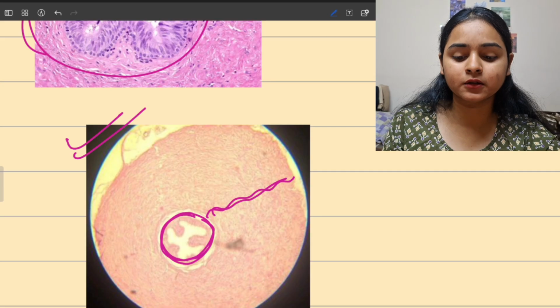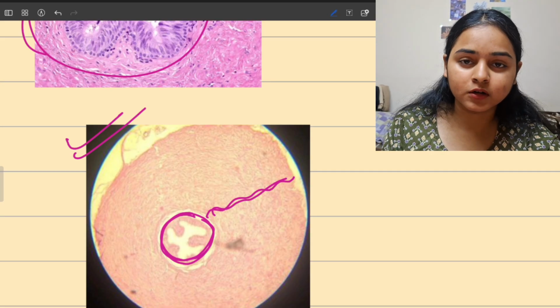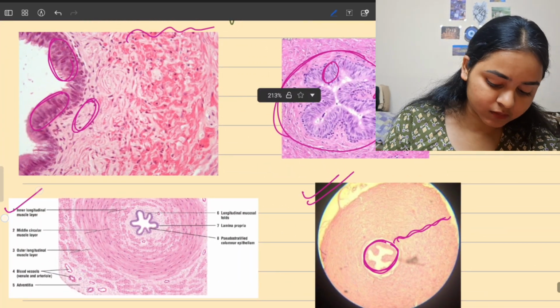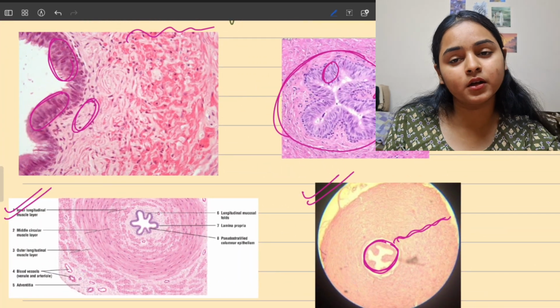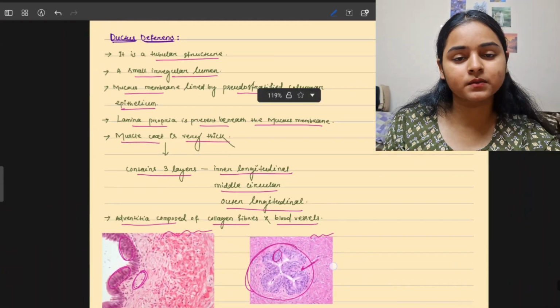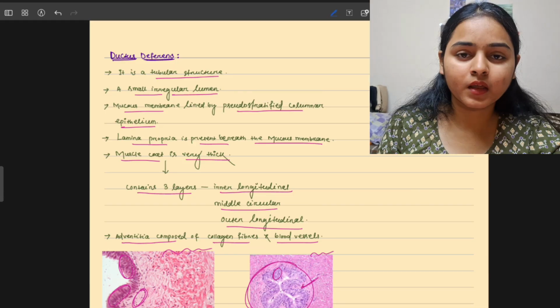There I will again tell you about the differentiating features of vas deferens and ureter or bladder. Okay, and this is the picture from the diffuse atlas. You have to draw it in your practical manuals. Okay, so this much about the slide of vas deferens. You can easily identify the slide of vas deferens now.